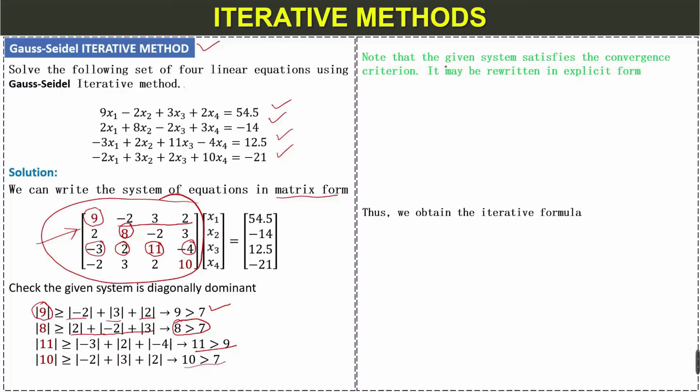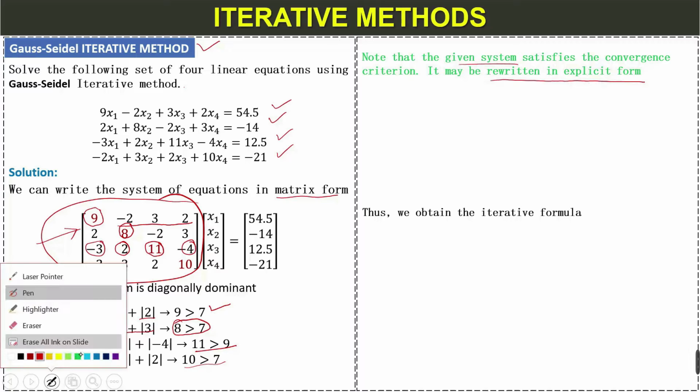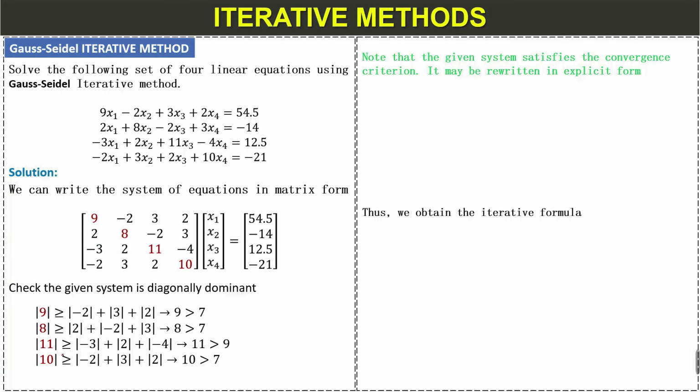Next, note that the given system satisfies the convergence criteria. It may be written in explicit form. So the next step, after checking that the given system is diagonally dominant, is to write the system in explicit form. I will show you for the first equation, then the others follow the same steps.